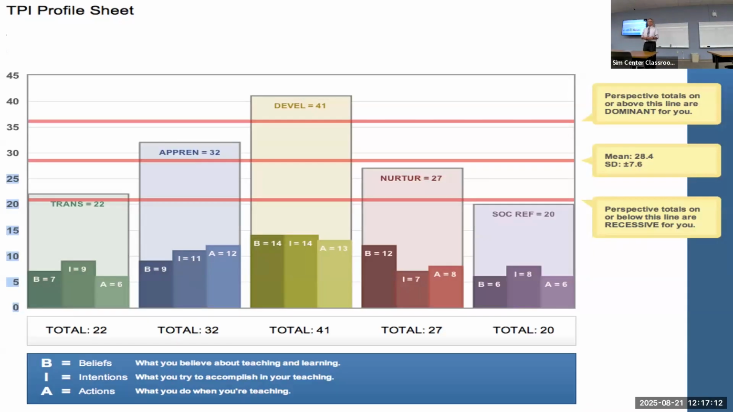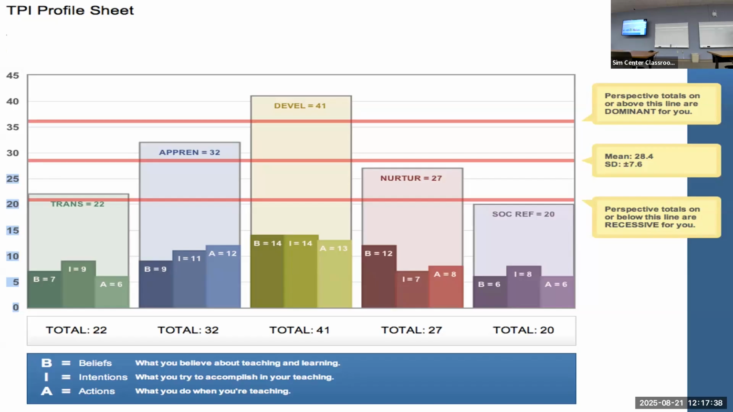Okay. Does everybody have a TPI profile sheet now? The thing should have spit this out at you, which is your TPI profile. Here is an example TPI profile. There are 3 lines. I'm pointing at the top line and the bottom line.